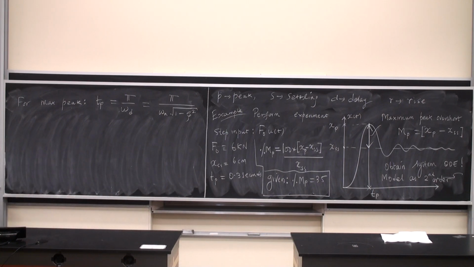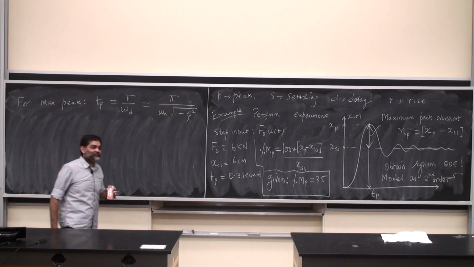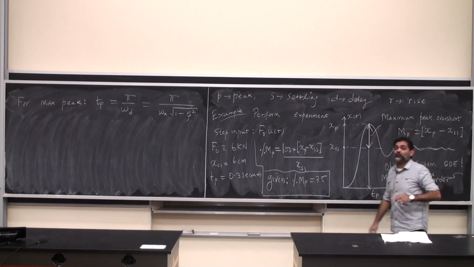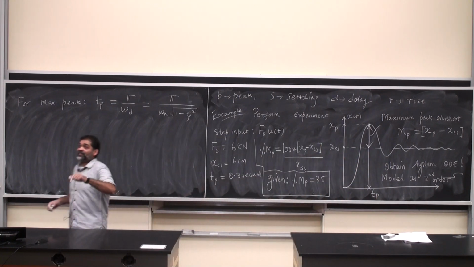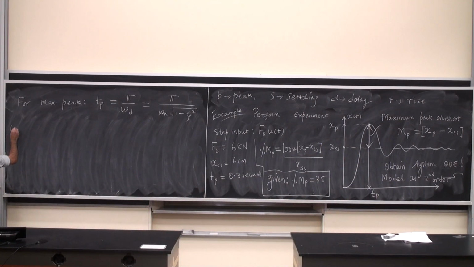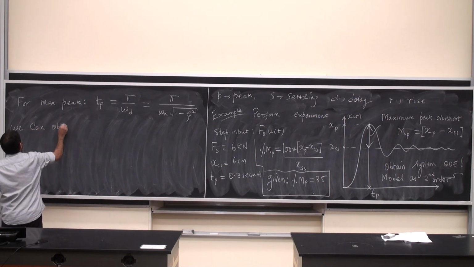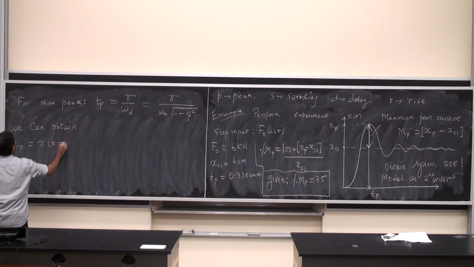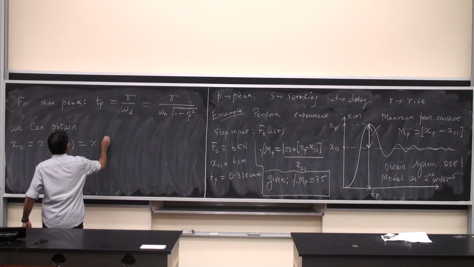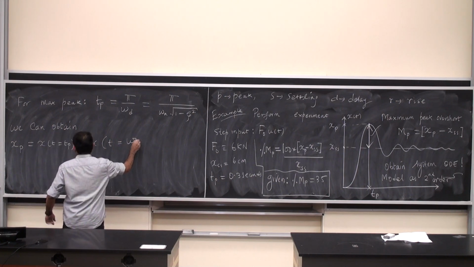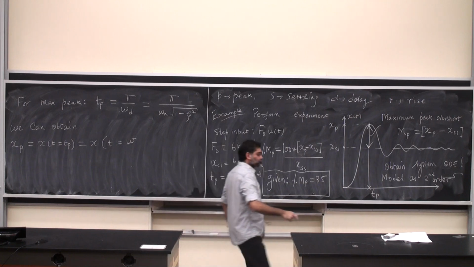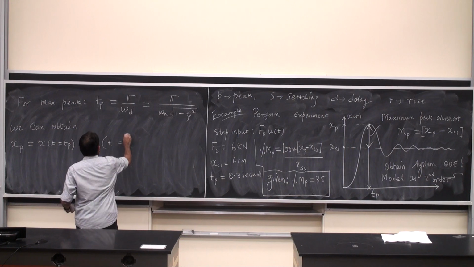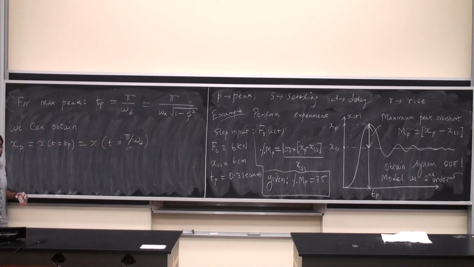Completely useless result because I do not know omega_n, I do not know zeta either. But I could make use of this if I knew one of these parameters, and here is what we do. We calculate the value of x at t peak. I'm not going to do this. We can obtain x peak, which is to substitute pi by omega_d into your solution. And we get the following.